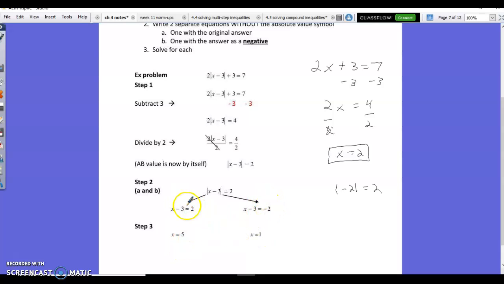So how we got 5 and 1, you add 3 to both sides. 2 plus 3 is 5. That's 0. x equals 5. Again, add 3. Negative 2 plus 3, that's how I get my x equals 1. All right, so follow those steps. Get the absolute value portion by itself. Then set up 2 separate equalities, one with the positive answer, one with the answer as a negative number, and then solve those individual equations.